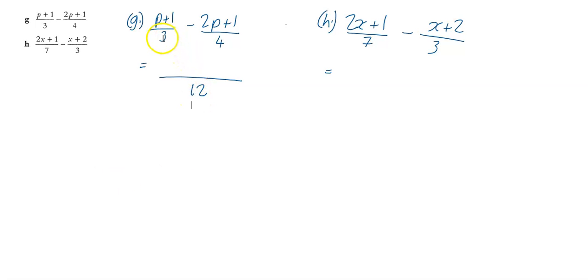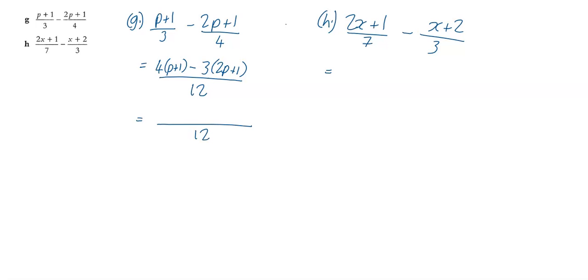This 3 needed to be multiplied by 4 to get up to 12. So the top line needs to be multiplied by 4 as well. So it's 4 upon p plus 1. Then just be careful, we've got a minus here, so it's going to be a minus down below as well. And then this 4 needed to be multiplied by 3 to get you up to 12, so our top line needs to be multiplied by 3 as well. So it's going to be 3 upon 2p plus 1. Then we can just multiply out as usual.